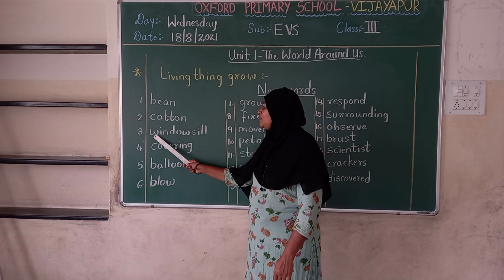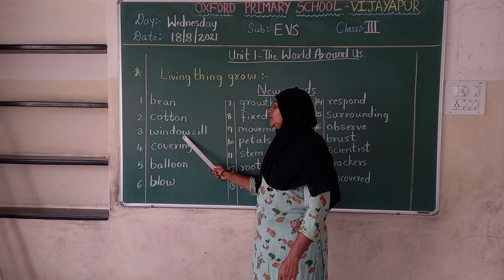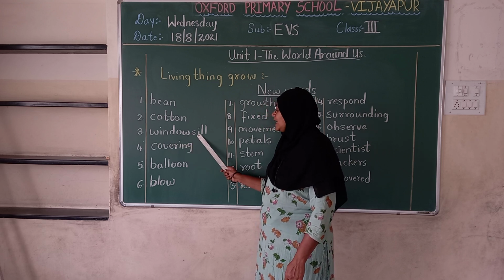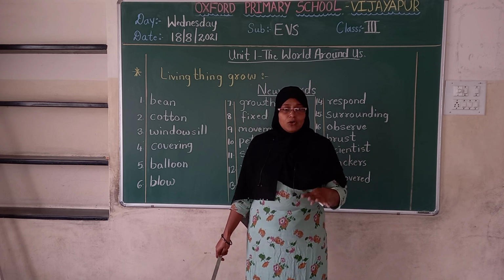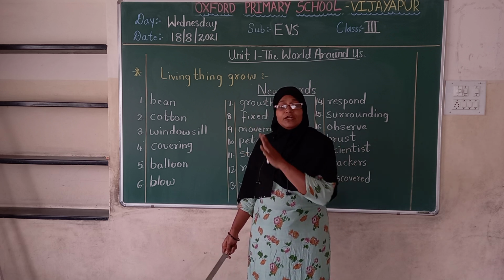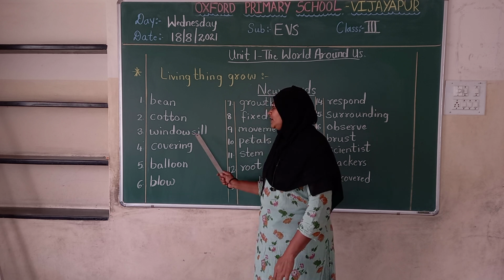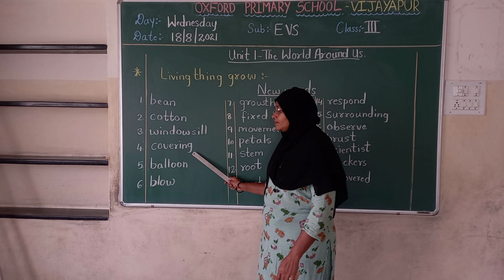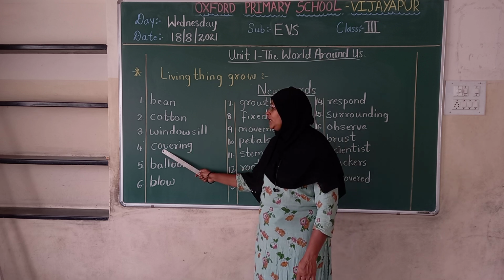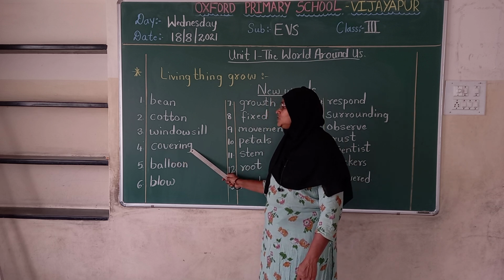Windowsill, W-I-N-D-O-W, window, S-I-L-L, sill. See children, when you go out in front of your window, there is a small space where you can keep a pot. That we call a windowsill. Next one, covering, C-O-V-E-R-I-N-G, covering.